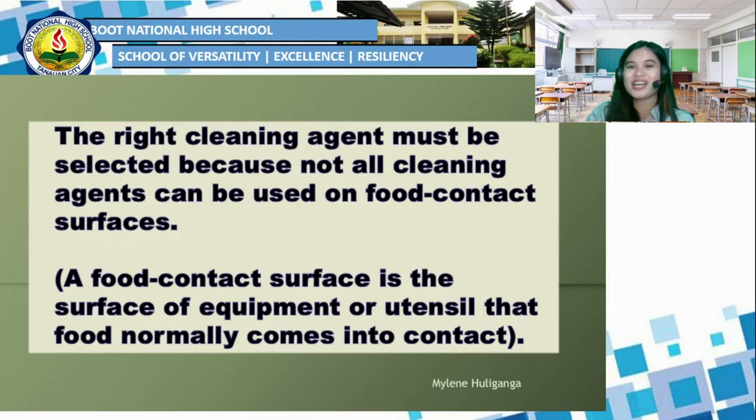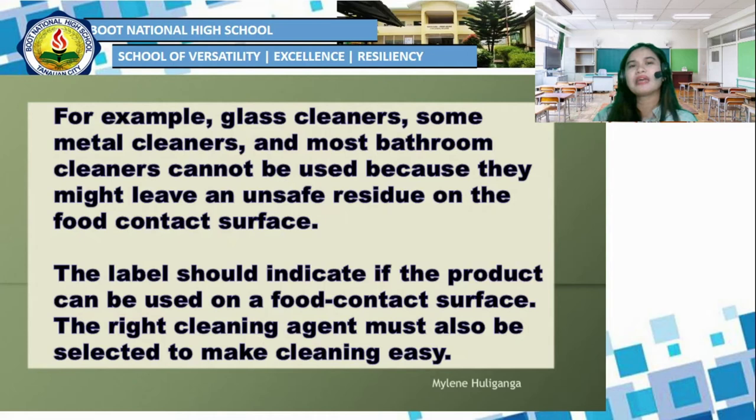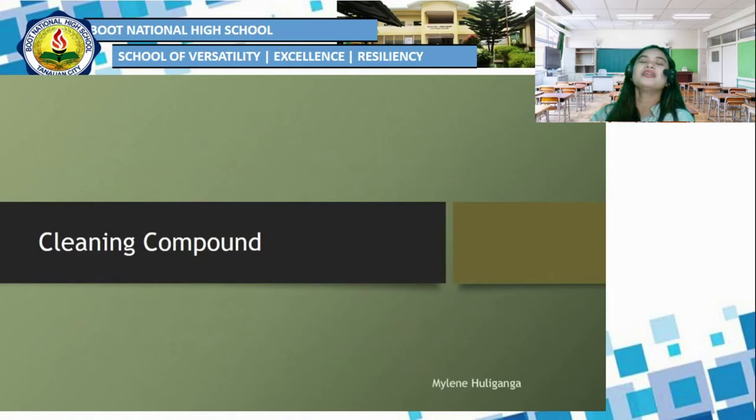For example, glass cleaners, some metal cleaners, and most bathroom cleaners cannot be used because they might leave an unsafe residue on the food contact surface. So the label should be indicated if the product can be used for food contact surface. So kailangan ay may label. Kasi hindi nyo pwedeng gamitin ang panglinis sa CR at ililinis sa plato. Mali yun, ha? Dapat po ay kung anong panglinis sa kitchen, yun din ang pang-kitchen. Now let's talk about the cleaning compounds. We have the detergent. So, this is very common.